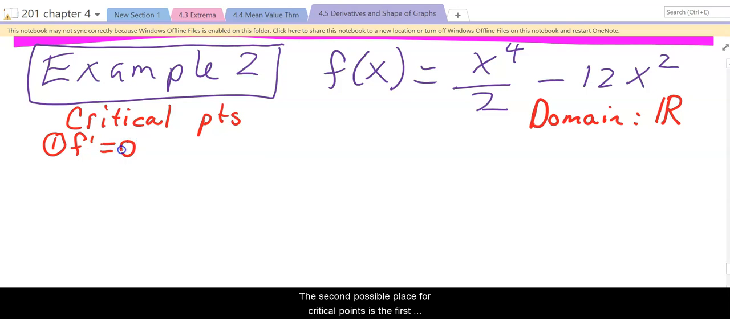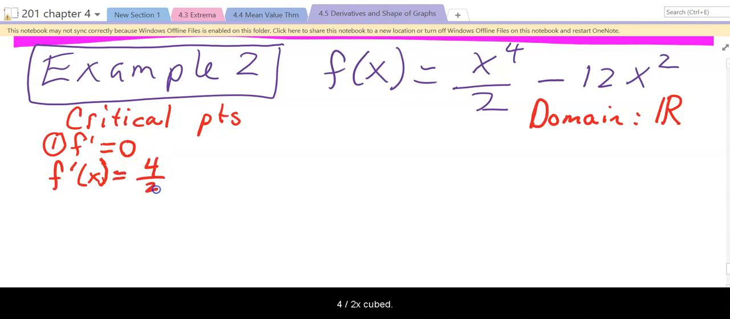The second possible place for critical points is the first derivative does not exist, but the function does. First, we'll find the critical points from the first derivative equal to 0. Applying the power rule to the original function, for the derivative, I come up with the formula 4 over 2 x cubed minus 2 times the 12 x to the first.